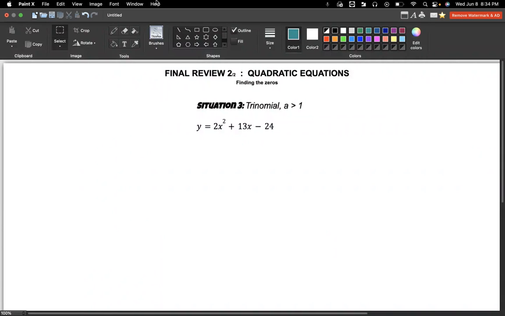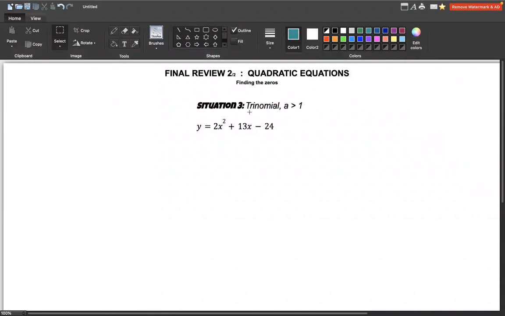All right, situation number 3. We got a trinomial again, and this time the a is greater than 1, meaning that number before x squared is not 1, it's bigger than 1. So in this case, we have 2. So this starts out exactly the same.